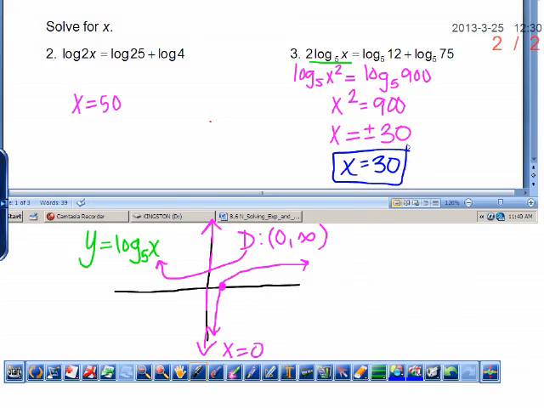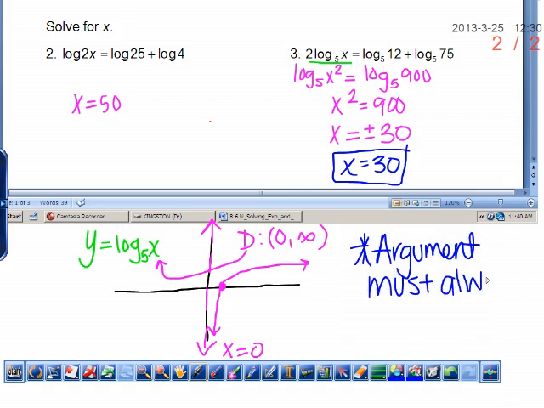So this leads us into our notes for today, solving exponential and log equations. The really important part that you need to make sure you've got down is that the argument of your log must always be positive. Can it be 0? No, it has to be positive.